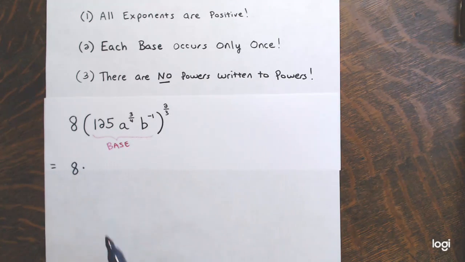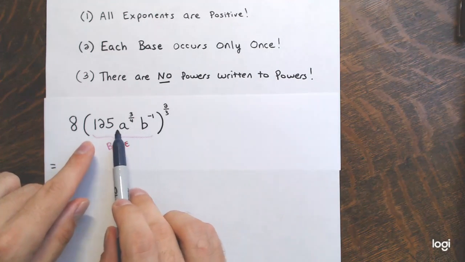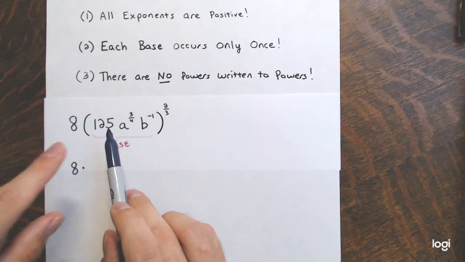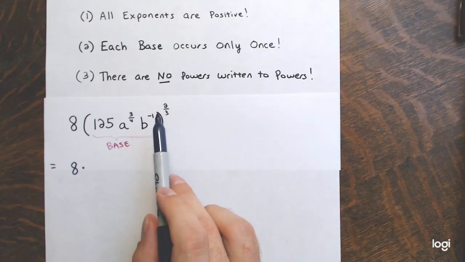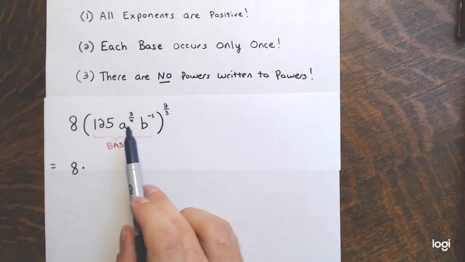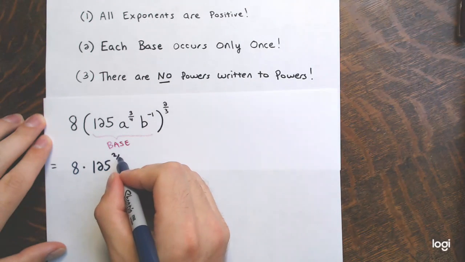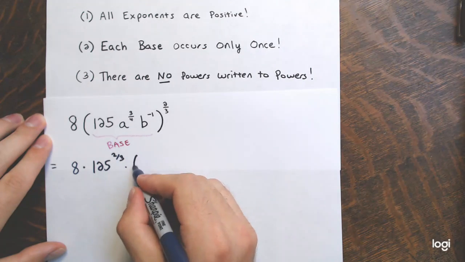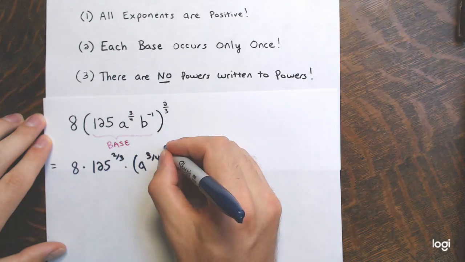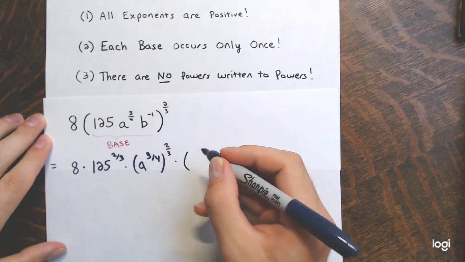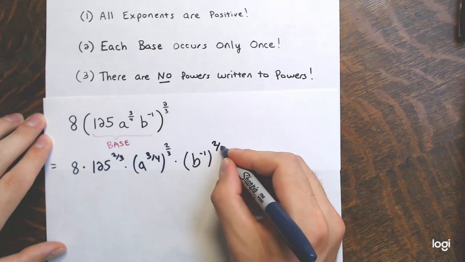So I'll have 8 times, and what I see here is again this product, right? This is one big multiplication problem here inside the parentheses. 125 times a to the 3/4 times b to the -1. I'm going to use that product to a power rule. Alright, so times, we got 125 raised to the 2/3 times, and then this factor of a to the 3/4, and I'm going to have a power to a power, so I'll put parentheses, a to the 3/4 to the 2/3 times, and then again I'll have a power to a power, this last factor, b to the -1 to the 2/3.